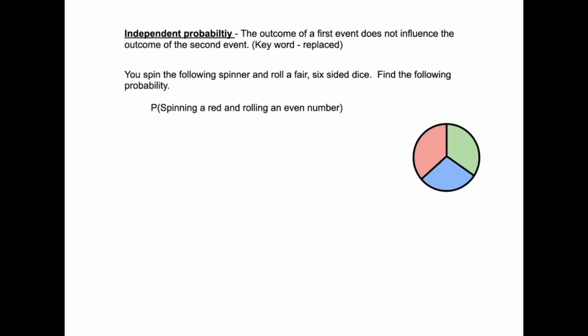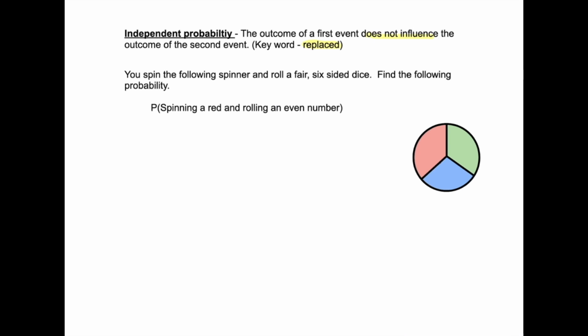Now, let's move on and talk about independent probability. Independent probability is a form of compound probability, meaning that more than one event is happening at the same time. With independent probability, the outcome of the first event does not influence the outcome of the second event. The key word on some of the problems is the word replaced. For example, if you're pulling marbles out of a bag and you don't replace it, then the outcome of the first event does influence the second event. So if you don't want it to influence it, you have to replace it. When we have compound probability, you find the ratio of each probability and multiply them.